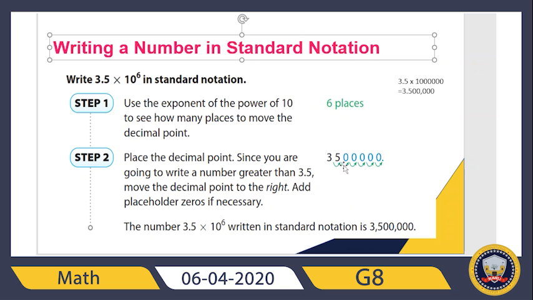I have to move it 5 more steps outside. These 5 more steps, I want to move the decimal point 5 steps more outside my number. The number is finished, so I will put zeros instead of these empty spaces.